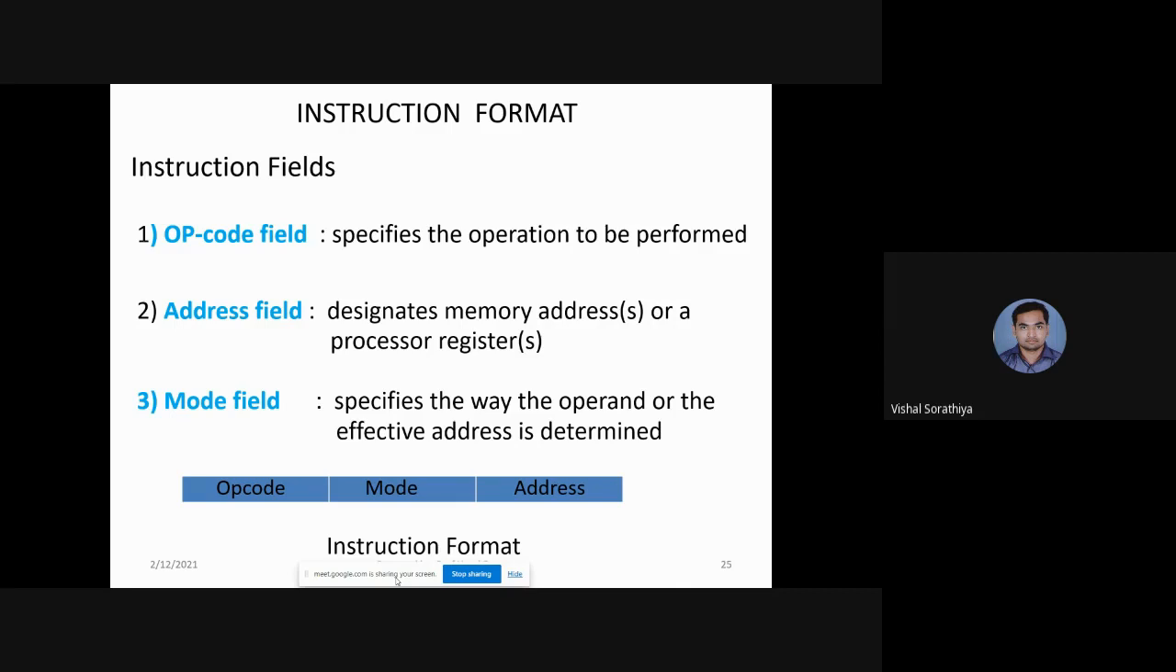Another one is the mode field, which specifies the way the operand or the effective address is going to be determined. Okay, so there are 3 boxes we have: opcode, mode, and address. So we will see what the things are inside of that.